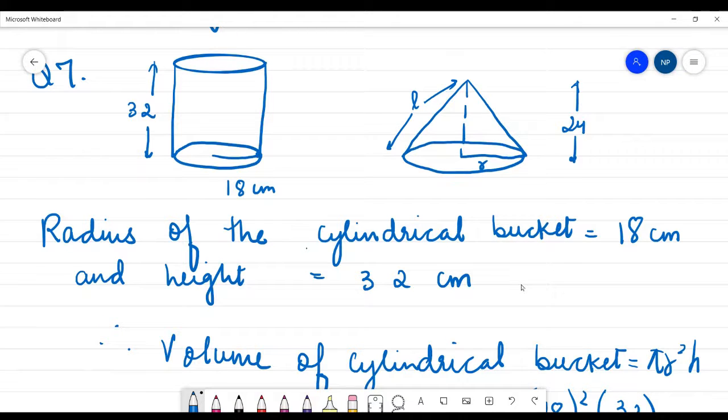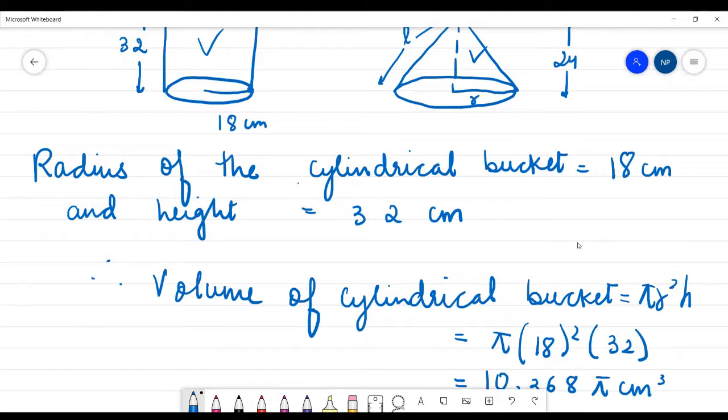So this is a particular cone that has been formed when the sand is dropped onto the ground. Now we know that the volume of the bucket and the volume of the cone shaped sand will be the same. So by equating the two, we will be able to find the slanting height and the radius of the cone.